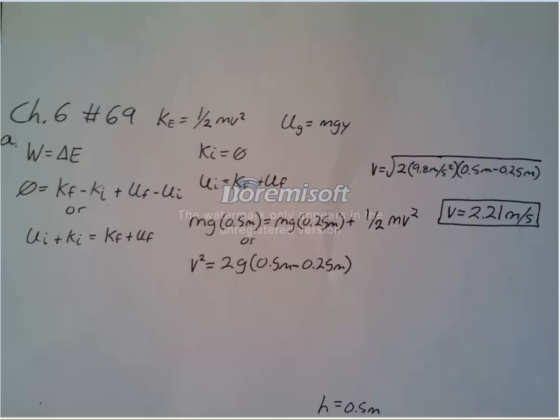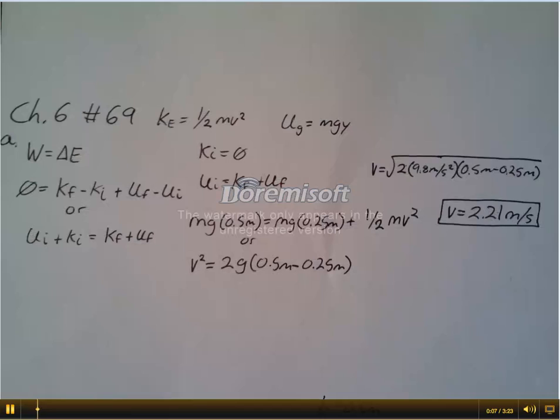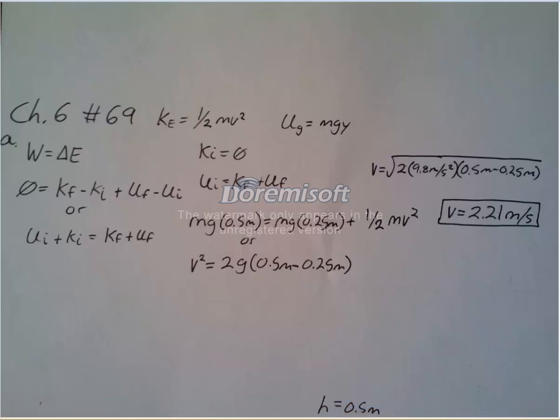This is chapter 6, number 69, reassessment number 8, potential energy. So part A of the problem, sorry, there is a picture that goes with this problem. You could look it up in the book, number 69. Part A of this problem asks us what is the block speed when it's at its height of 0.25 above the base of the slide.